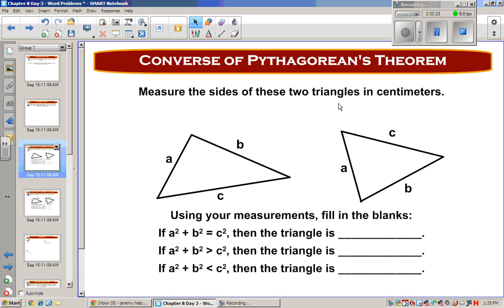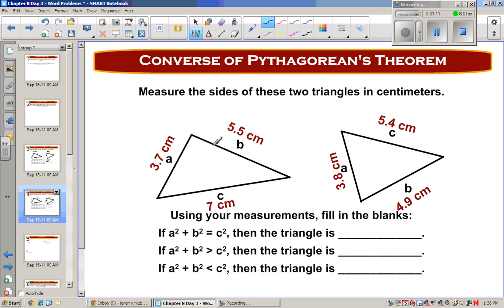The measures of these sides, let's say, will eventually be in centimeters. If we have A, B, and C, and A squared plus B squared equals C squared, we know that definitely makes a right triangle. That's the converse of the Pythagorean theorem. If it's right, then that works, and also the other way. Now, if it's greater than or less than, we have to think about what happens. Over here is an obtuse triangle, and over here is an acute triangle. Let's see what happens.